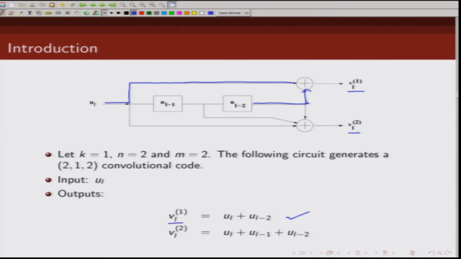Similarly, v_l^(2) depends on u_l as given by this interconnection, u_(l-1) as given by this interconnection, and u_(l-2) as given by this interconnection. So, this is our v_l^(2). So, these are the two outputs and this is how they are related to the input. We can see that whether a particular input appears in the output is basically given by these interconnections. These interconnections tell us whether that particular bit is taking part in the output or not.